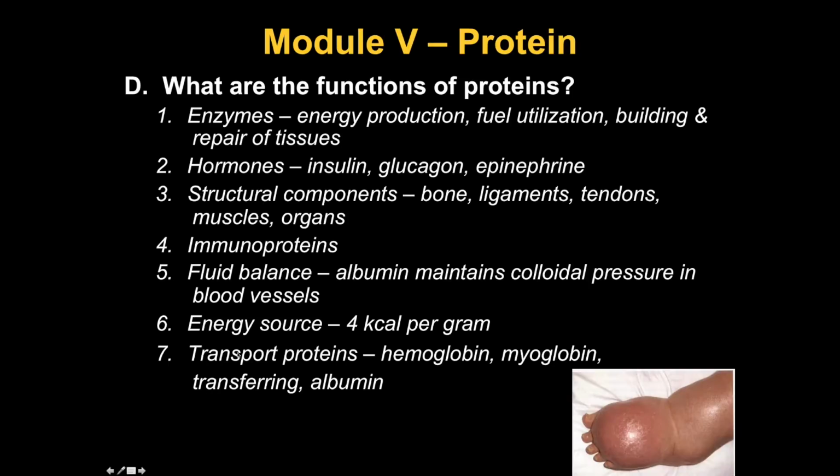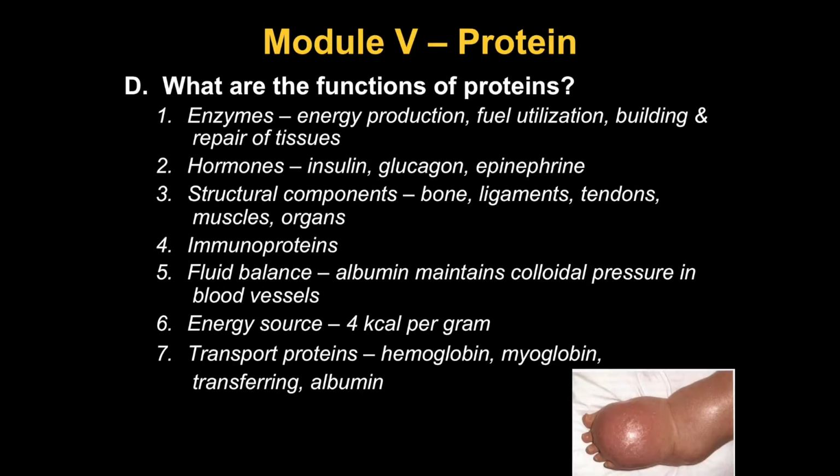So, what do we need proteins for? Well, this long list here basically shows you that there's little we aren't using protein for. But proteins are the foundations for enzymes. Any enzyme that you can think of, whether it be for energy production, metabolism, or to repair tissues, etc. Hormones are all protein-based, so hormones like insulin, glucagon, epinephrine. It could be structural components: bones made out of protein, ligaments, tendons, muscles, organs. The immunoproteins, so our immune system cells, many of those are protein-based.